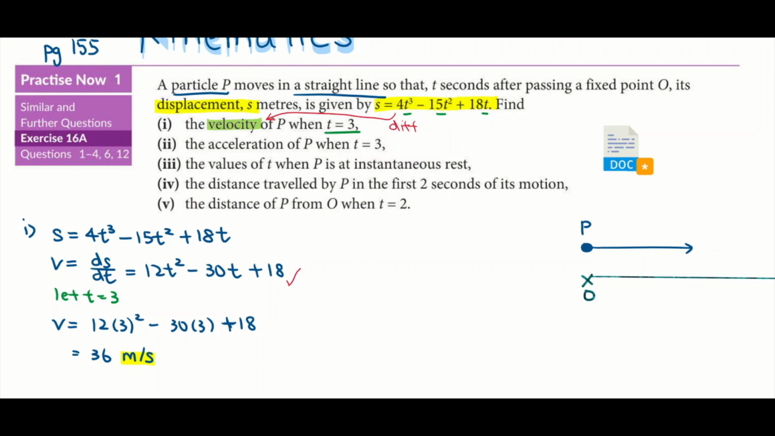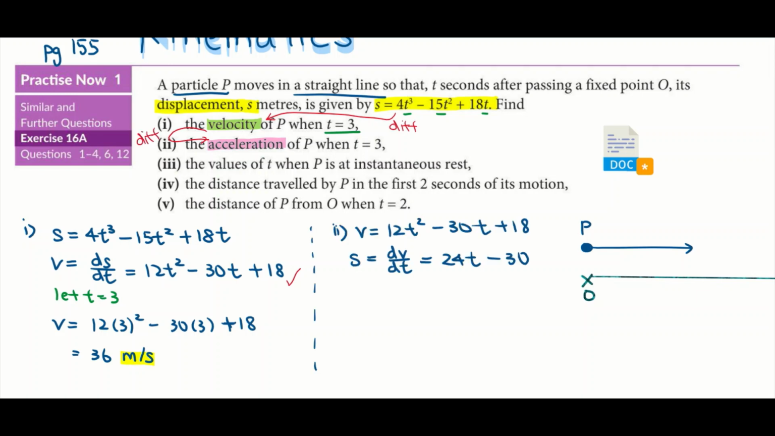Now come to question 2, when we have to find acceleration. If I found my velocity, how am I able to get my acceleration? Same thing as question 1, I need to differentiate my velocity. I differentiate velocity to get my acceleration, but now I need to find when t equals to 3. So let t equals to 3 and we'll find our answer. Answer is 42, but I need to include my units. Meters per second square.